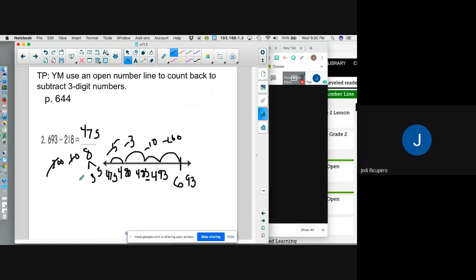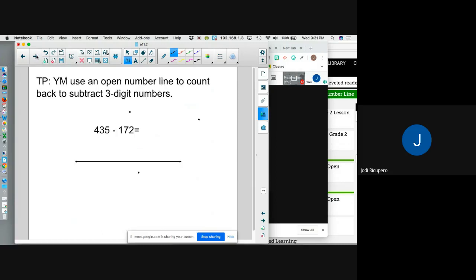I'm going to check my work to make sure it's correct. 218 plus 475. 8 plus 5 is 13. 7 plus 1 plus 1 is 9. 2 plus 4 is 6. Here's 435 take away 172. Try it yourself. Put the video on pause.